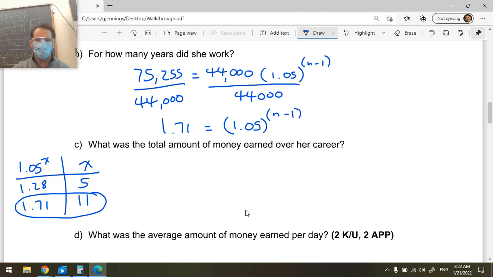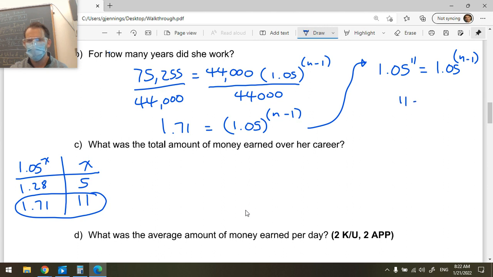If I write this now as a common base, I can do this now by virtue of guess and check. 1.05 raised to the power 11 is equal to 1.05 to the n minus 1. This is so that I can solve for n minus 1. So 11 equals n minus 1. 12 equals n. So she did this career for 12 years. And of course she did, because I love the number dozen. So that's why I did that.